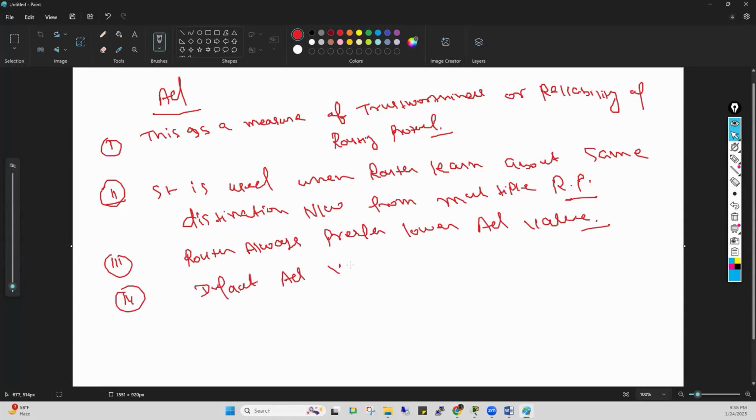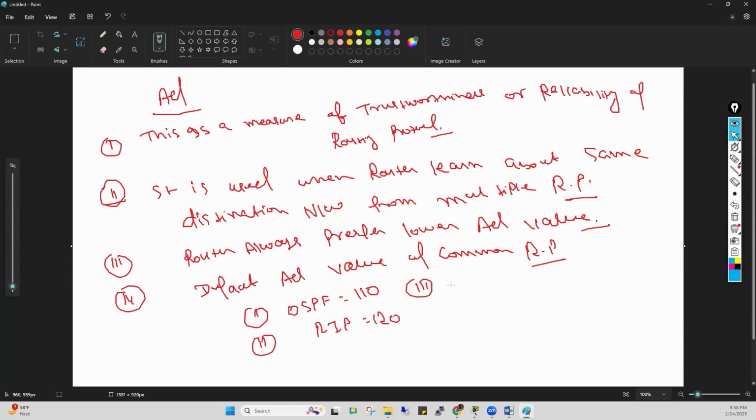Default AD value of some common routing protocols. For example, if you are using OSPF, its AD value is 110. If you are using RIP, its AD value is 120. If you have a directly connected interface, its AD value is 0. If you have a static route, in this case, AD value will be 1.